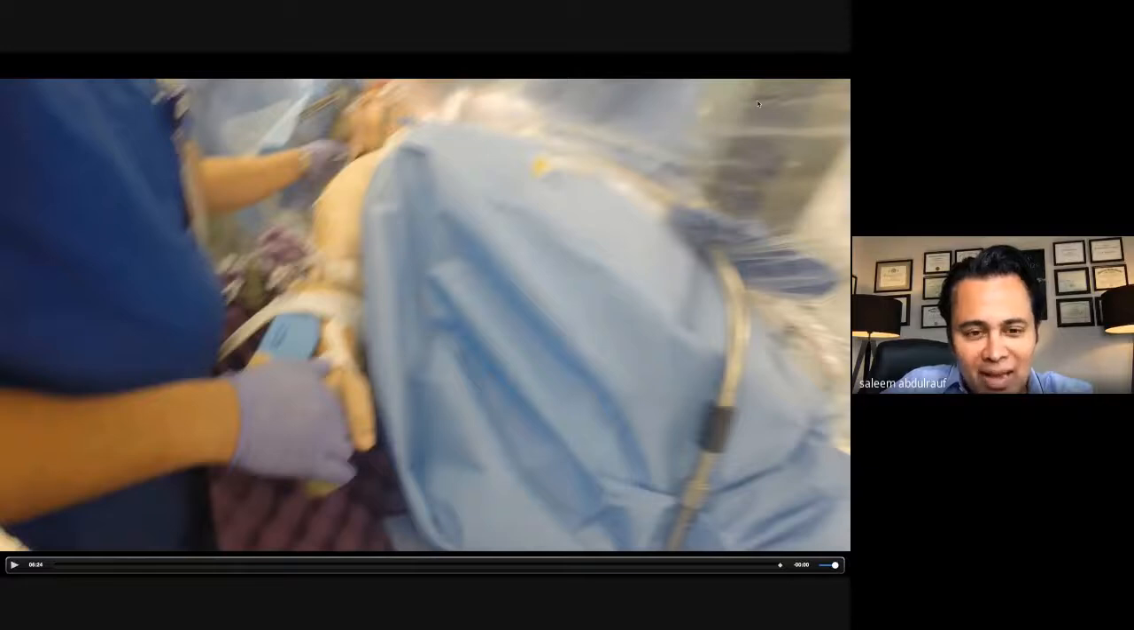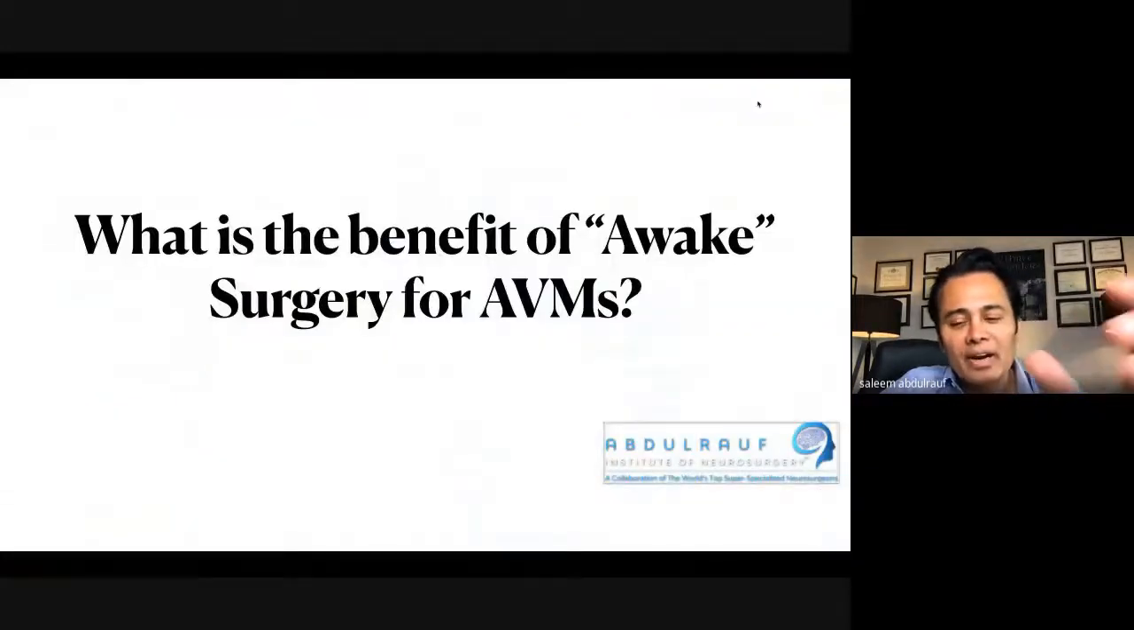So the elements that are critical in this case we just discussed, we know right away. So we can reverse the step. If there's a problem, we can take the temporary clip off. If there's a problem with the perforator, we can readjust. That is the advantage. Okay.